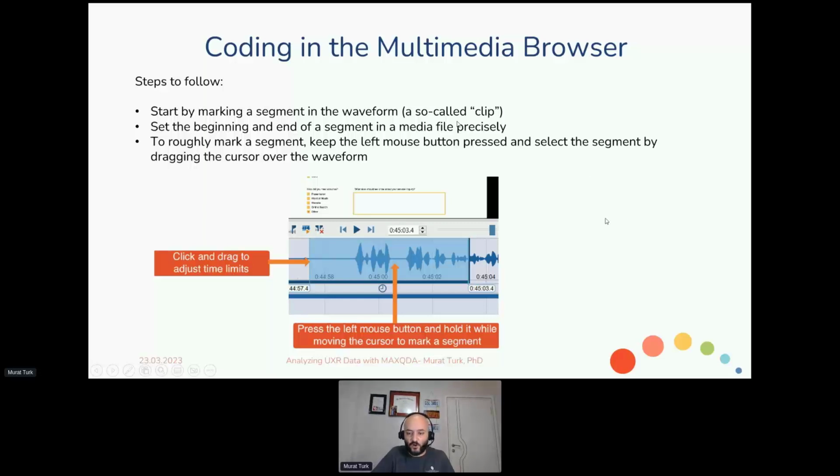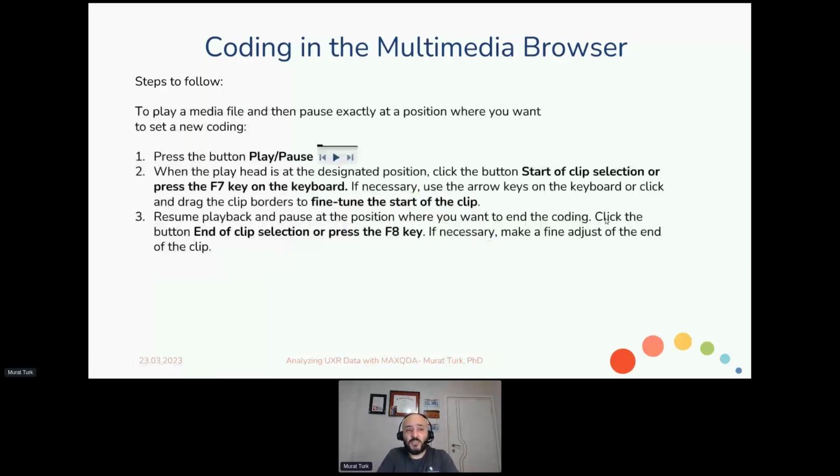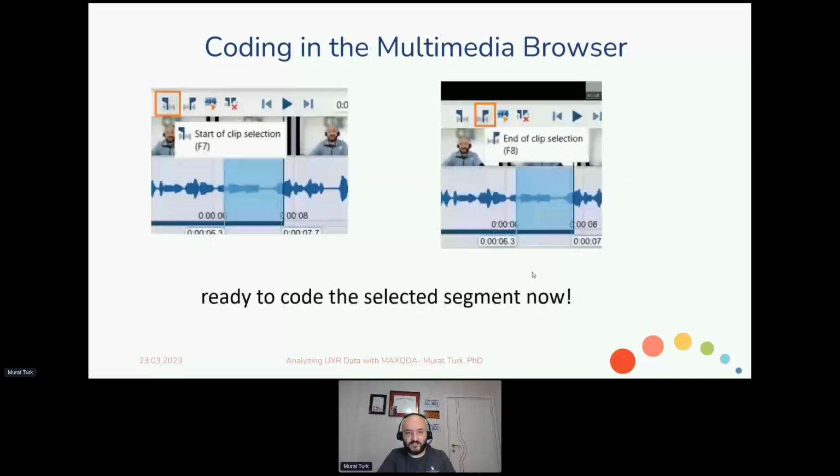So if you want to play a media file and then pause exactly at the position where you want to set a new coding, you can also do this. You can press the play button and then start of clip selection and then end of clip selection like this. So first you select this area, and then you click on start of clip selection, play the video, then stop the video, and then click on end of clip selection, and now your segment is selected and ready to code.